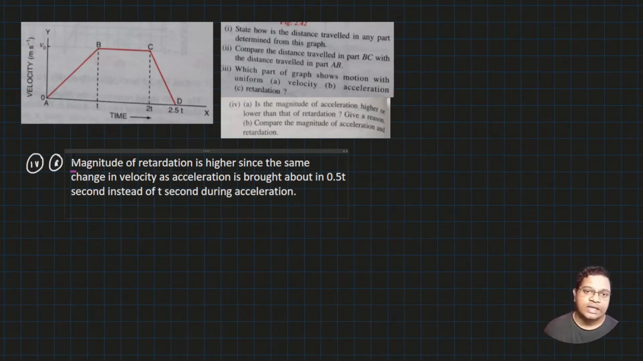Another reason you can say is that the graph showing retardation, that is CD, is steeper than the graph showing acceleration, that is AB.